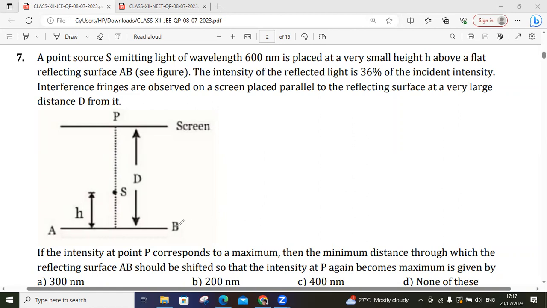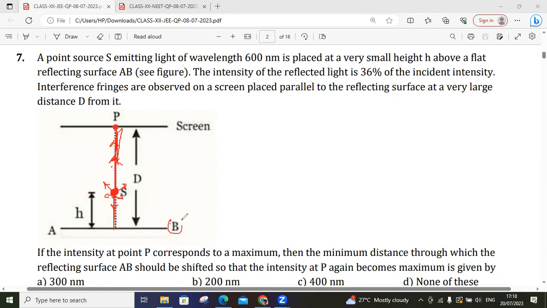Okay, we have to shift this. At P we are getting maximum, means path difference is integral multiples of lambda, right? From here one wave is coming from the source, this point source, na? So many waves will be coming. So from here one wave will be coming, one wave will be going like this. It will reflect and go back like this. So this wave is straight only. This wave and this wave both interfere to give you maximum here.